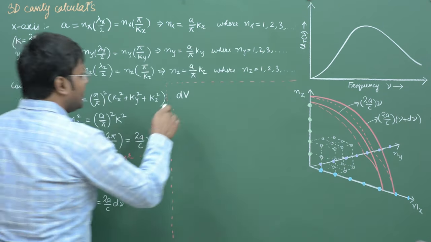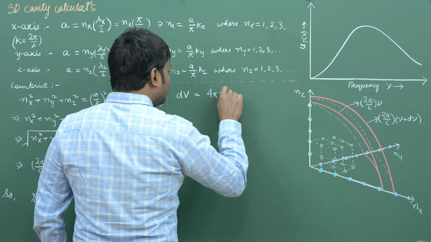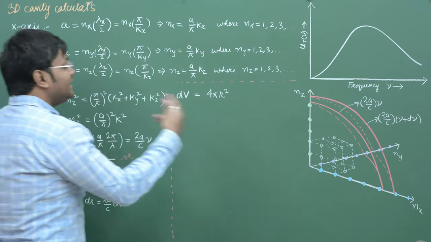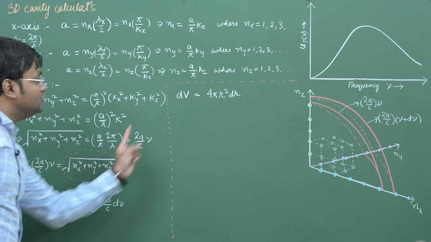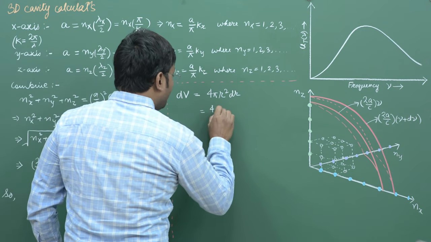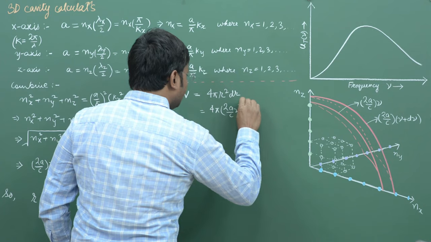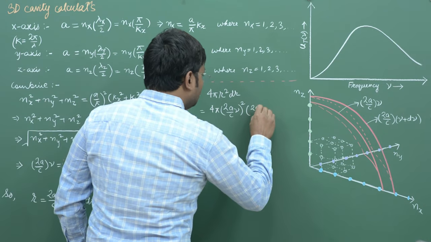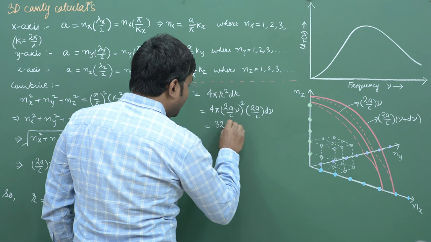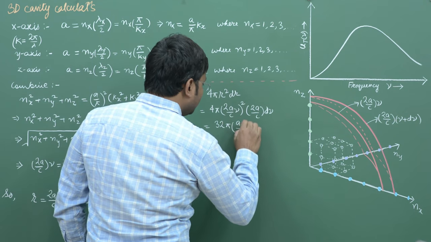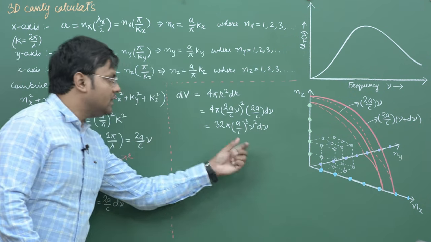All right, what is the volume of a spherical shell? Well, the volume of this spherical shell is 4 pi r square, so 4 pi r square corresponds to the surface area times dr. So dr, we already know what dr is. R also we know. If I substitute these values here, then I should end up getting 4 pi r square is equal to 2a upon c nu square, and dr is equal to 2a upon c d nu, which comes out to be 32 pi a upon c cube nu square d nu. Now, this is the volume in the shell.